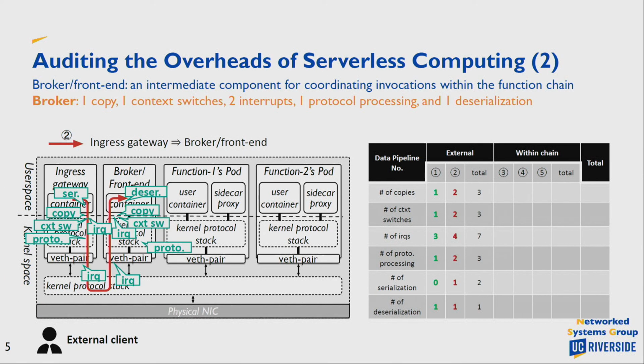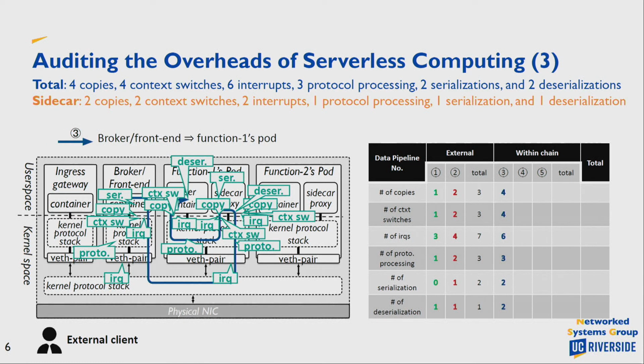In the second step, the request is routed from the ingress gateway to the front end for coordinating invocations within the function chain. And this process introduces 2 copies, 2 context switches, 4 interrupts, 2 protocol processing, 1 serialization, and 1 deserialization. In the third step, which happens within the function chain, the request is routed from the front end to the first function in the chain.